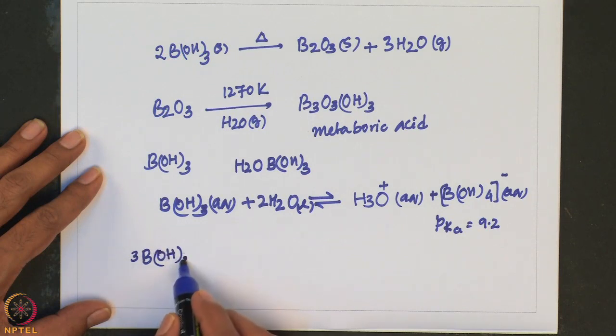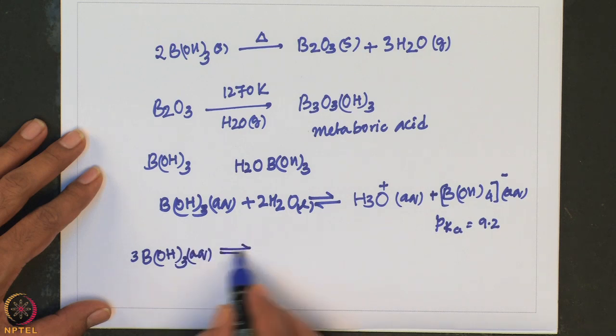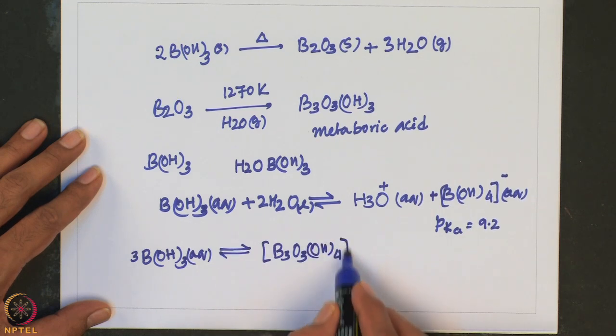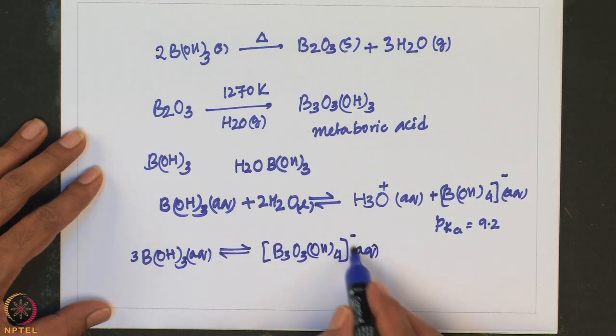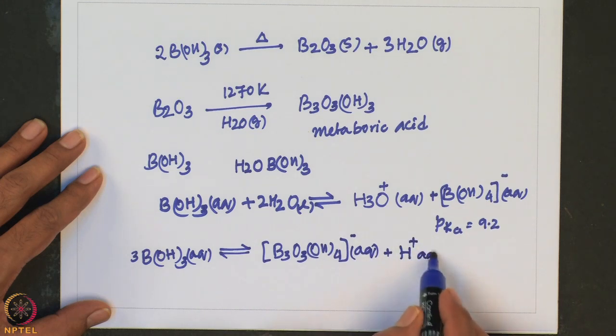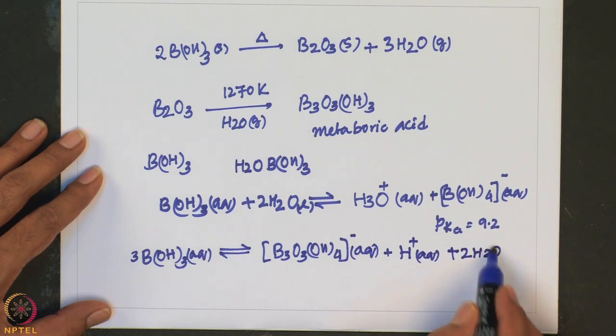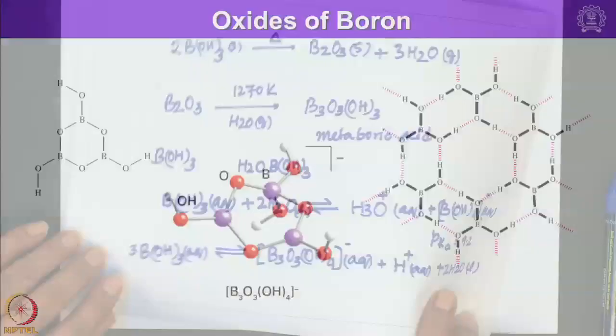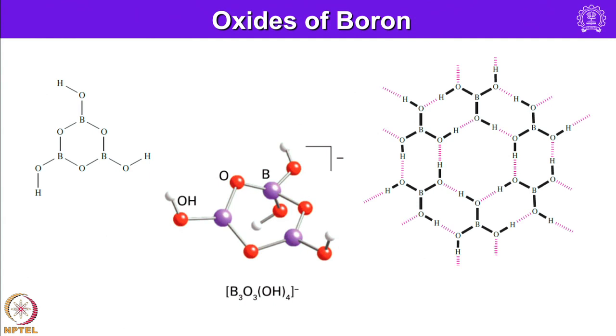For example, some oxides of boron are shown in this slide, you can see here. So B3O3(OH)3 will be something like this, and also B3O3(OH)4 will be having something like the cyclic structure. And of course through hydrogen bonding interaction it can have a two dimensional sheet like structure.